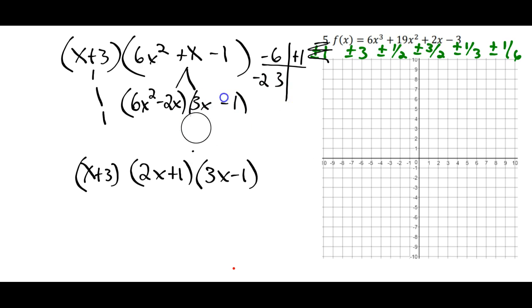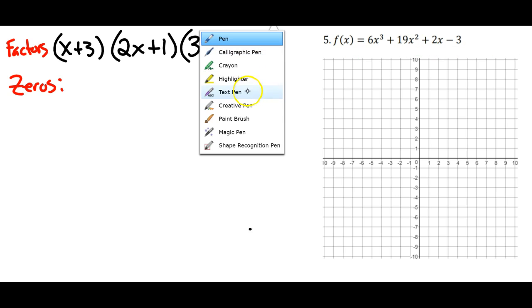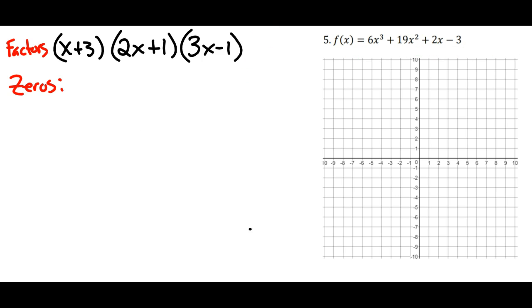Now I can find my zeros, start talking about end behavior. So remember, if those are my factors, what are my zeros? I'm going to have set each factor equal to 0. You get x equals negative 3, x equals negative 1/2, and x equals positive 1/3. So you can go ahead and graph those zeros now. You've got negative 3, negative 1/2, and positive 1/3.